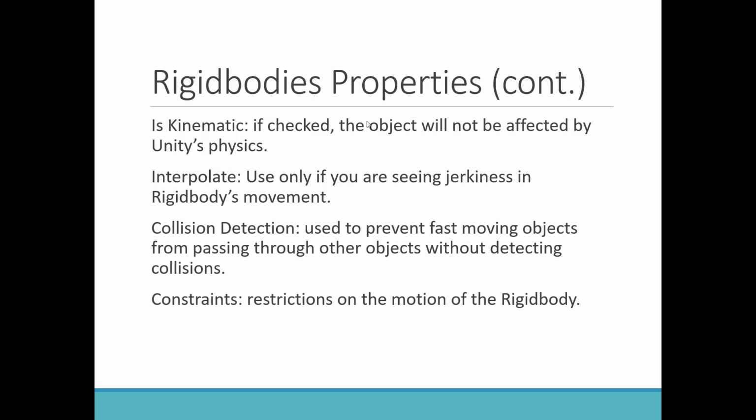And the constraints are basically going to be restrictions to the motion of the rigid body. So you can prevent some movement along certain axes. Let's say you want your objects to stay on a plane, you can prevent its up and down coordinate to stay the same. So depending on how you set it up, it should be the y coordinate. But you could say freeze on the y coordinate and your object would not fly up in the air, for example.